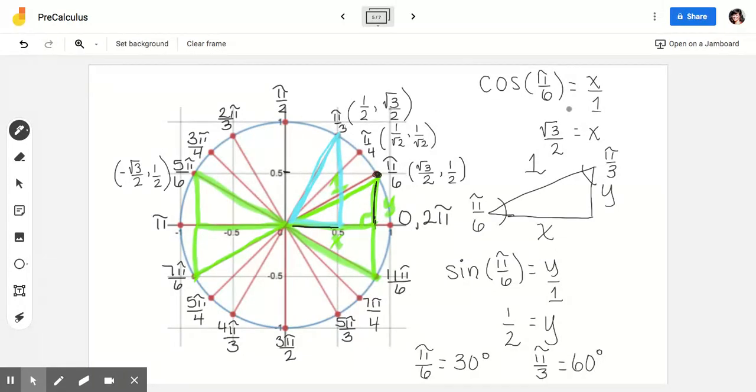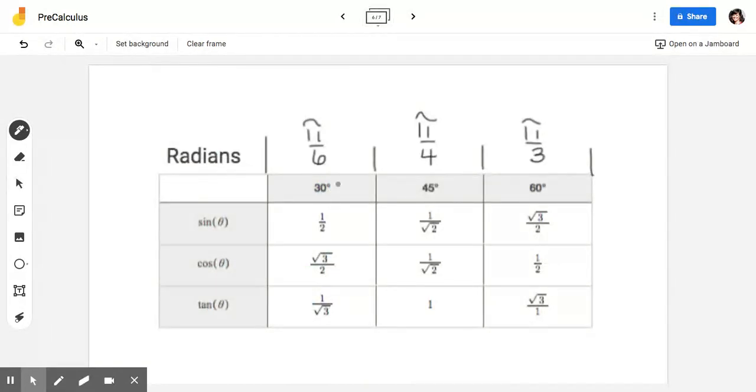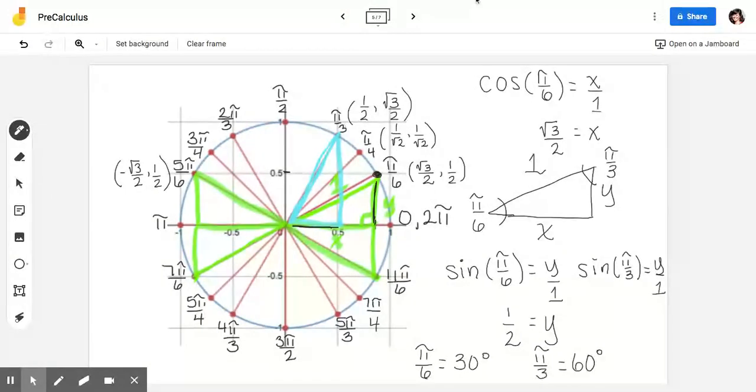You also could do the same method we did here. You could take the sine of pi over 3 to get y over 1. But remember, the sine of one angle is the cosine of the other angle. So if you do that, just like we see in our table, pi over 6, when we're at 30, we have a half, and square root of 3 over 2, we have 60, they work backwards. So we've switched which angle we're using in the triangle. So we switch which one is sine, which one is cosine. We've switched which one is x, which one is y.